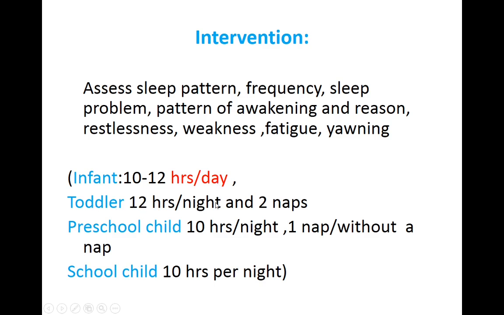For a toddler, 12 hours per night, including 2 naps during the daytime. A preschool child, 10 hours per night, 1 nap, sometimes without a nap. And a school child, 10 hours per night. This is the standard one. Usually the child goes for this, but not necessarily. This has to be there. Some infants may sleep less than this, or may sleep more than this. But this is the usual pattern for reference.